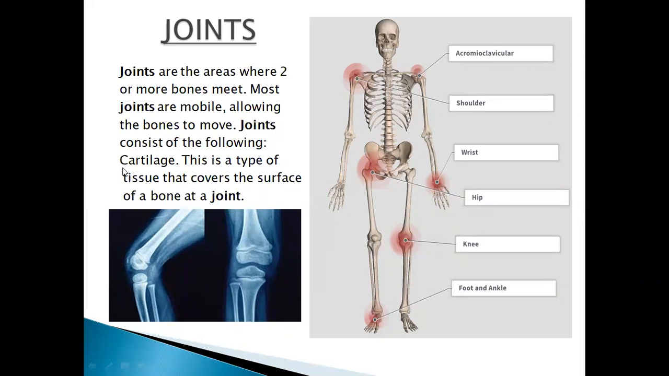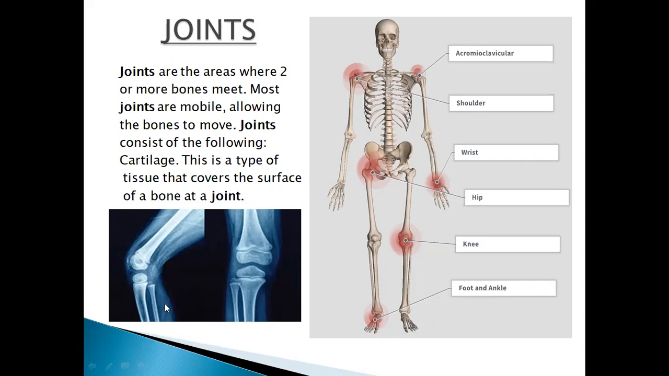Joints consist of the following: cartilage. This is a type of tissue that covers the surface of a bone at a joint. You can see that this cartilage is always present on the surface of the bones, covering the surfaces to make a joint. A joint is a point where two bones meet together. You can see here in this diagram, students, these are the shoulder joints, the wrist joints, the hip joints, the knee joints, and the foot and ankle joints.